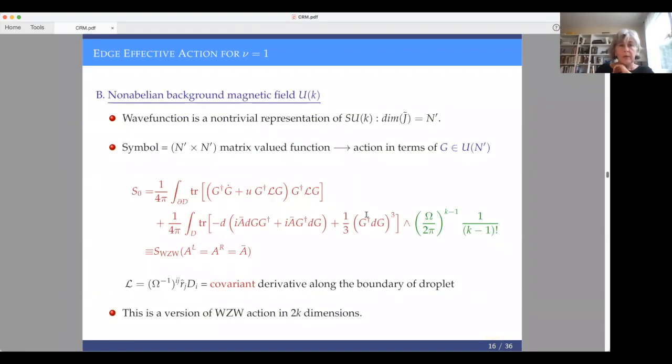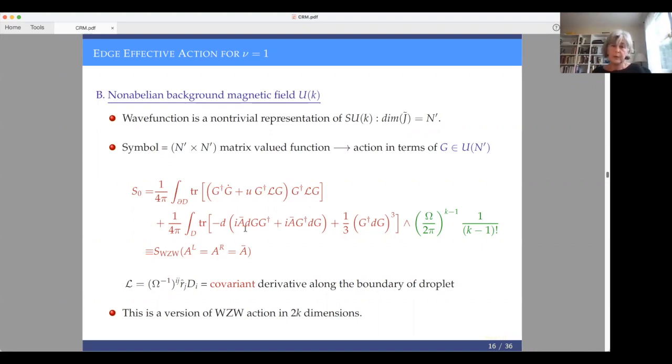And now we can generalize this for a non-abelian background magnetic field. In that case, the situation is a little more involved because now the symbol is a matrix valued function. Remember, the wave function is now in a non-trivial representation of SU(k) of dimension n prime. So the edge effective action is now written in terms of a U(n prime) field, and it takes this form.